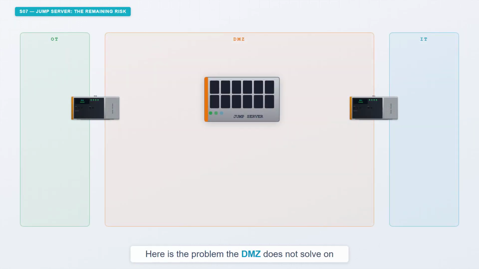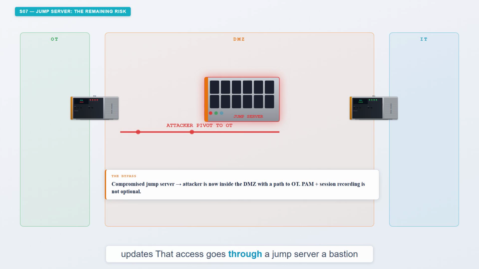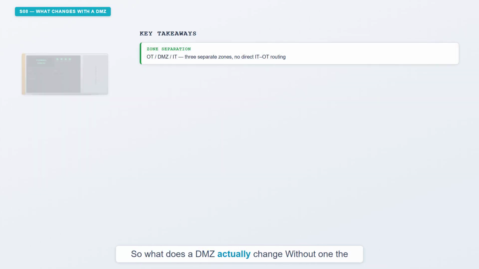Here is the problem the DMZ does not solve on its own. Maintenance engineers need to reach the OT network remotely. Vendors need to access the DCS for commissioning and updates. That access goes through a jump server, a bastion host in the DMZ. When it is configured correctly, multi-factor authentication, time-limited sessions, every keystroke logged. But if an attacker compromises the jump server, they now have a foothold inside the DMZ, one step from OT. This is how most real DMZ bypasses happen in practice. The jump server is your highest value target in the DMZ. Treat it accordingly.